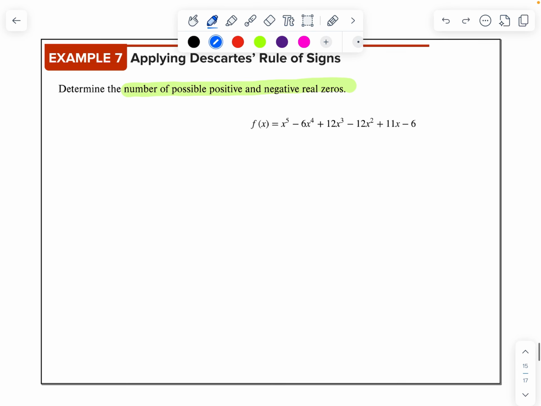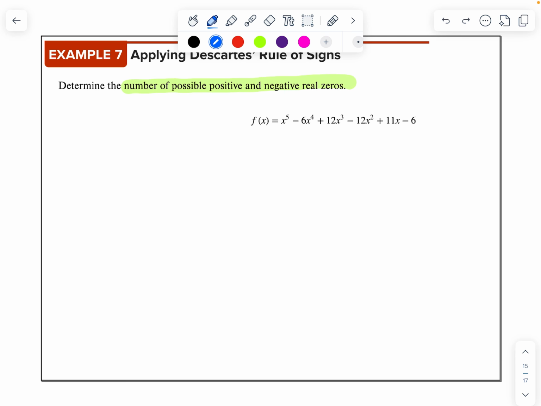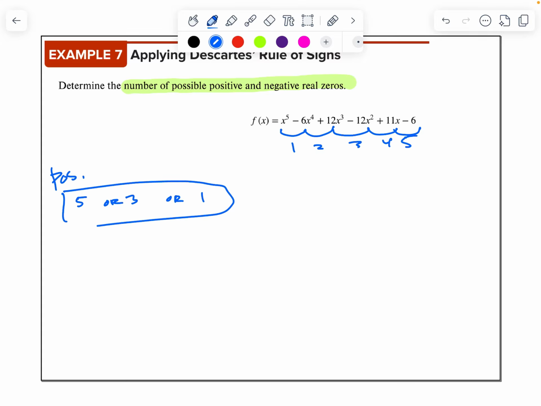Determine the number of possible positive and negative real solutions. So positive, we're not going to change anything. We're just going to look. It changed from positive to negative, negative to positive, positive to negative, negative to positive, positive to negative. Every single time it changed. That's 1, 2, 3, 4, 5 times it changed. It's going to have either 5 or 3 or 1. I'm always going down by 2 every time, right? It's going to have 5 or 3 or 1 positive real solutions.